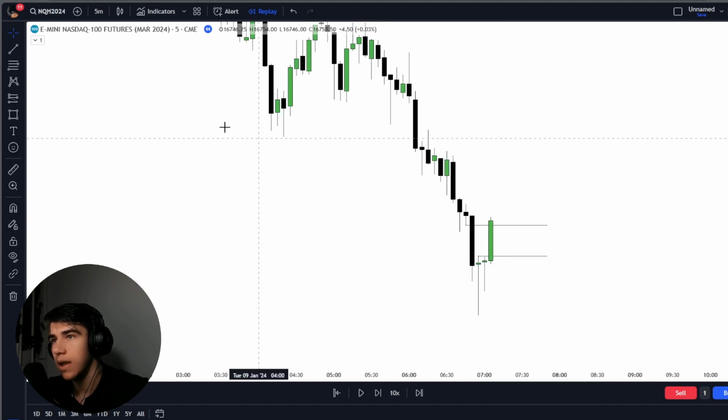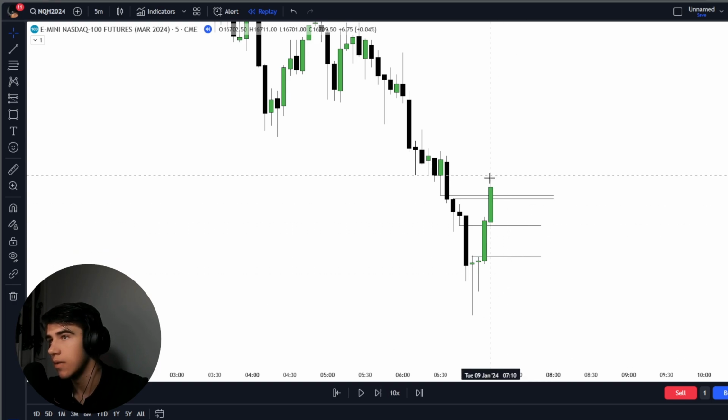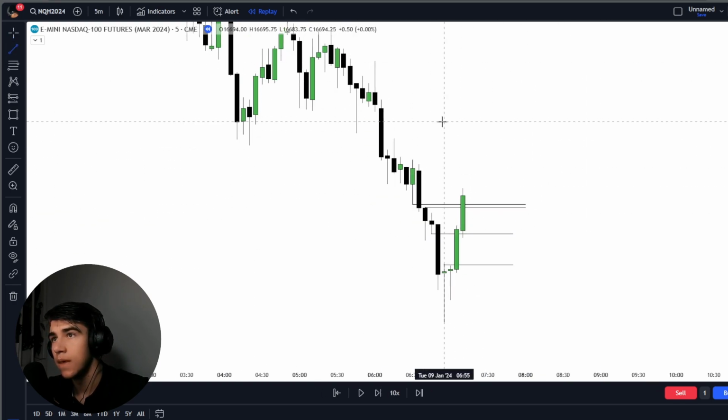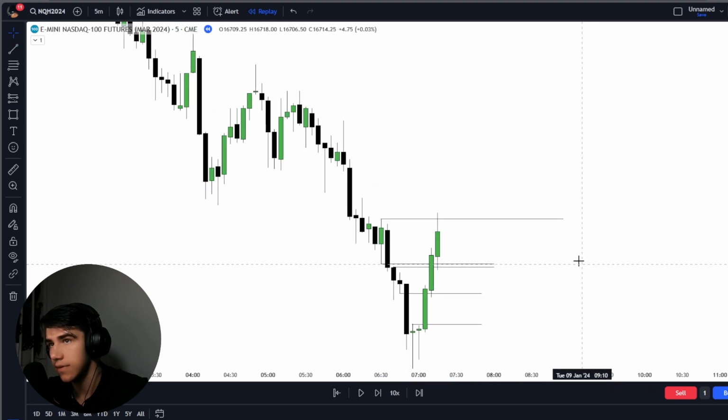Now, what's the next PD array? Well, we have a small fair value gap here. So this is the next drawn liquidity. Let's see what happens. And there we go. Now we close above this one too. Now I would be confident that this swing high is going to get taken out. And it gets taken out, right?